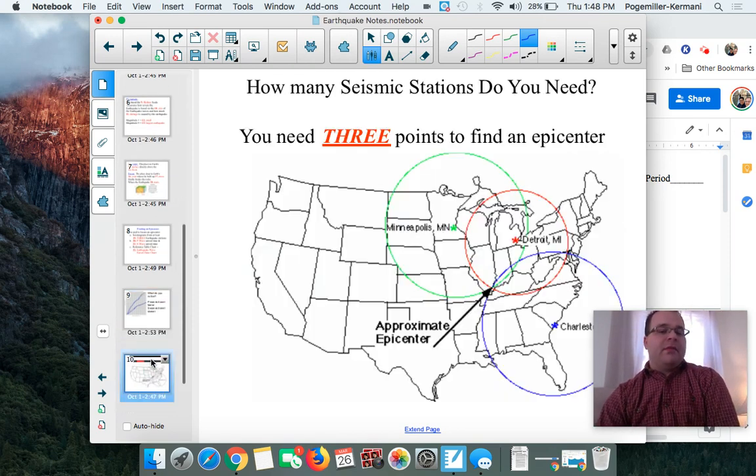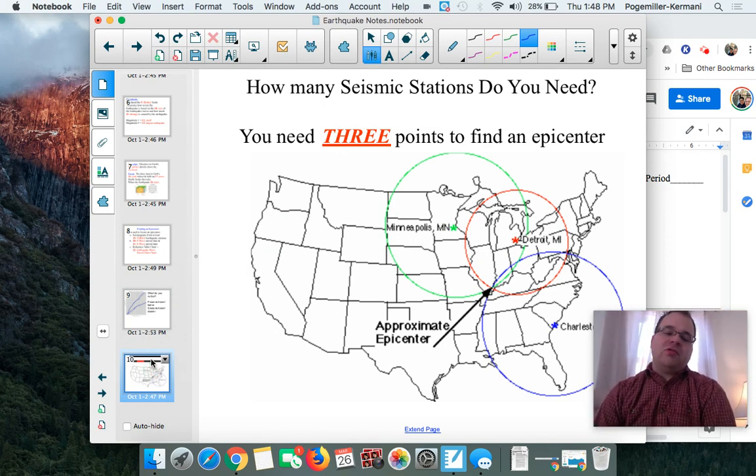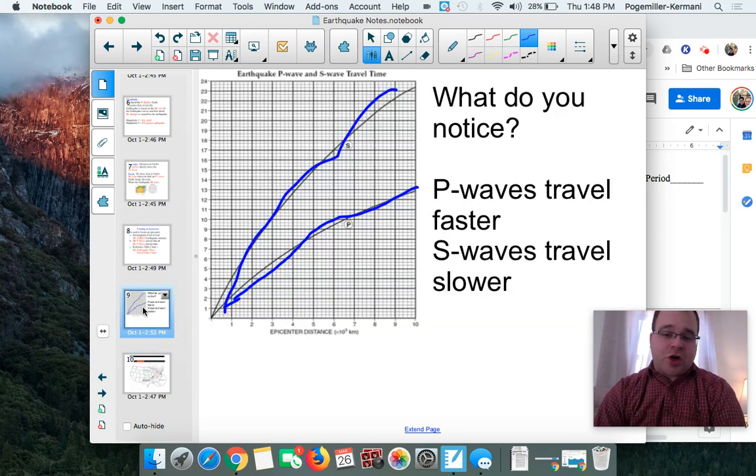Then you have these 3 stations, to find an epicenter. How do you know, first of all, how far away you are from the earthquake? Well, if you use this chart and you figured out how long it took the P wave to arrive, the first line, and then how long it took the S wave to arrive, the second line, if you find that difference in time, you can find how far away you are, the distance.